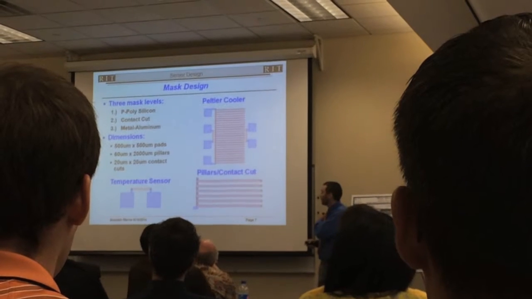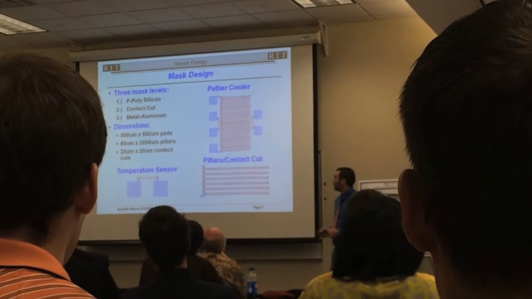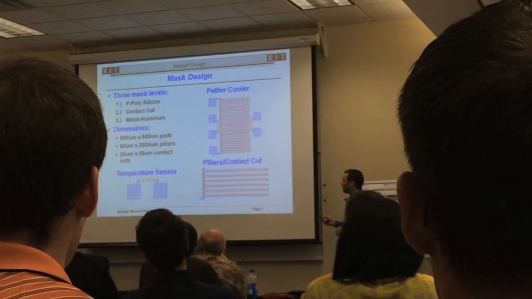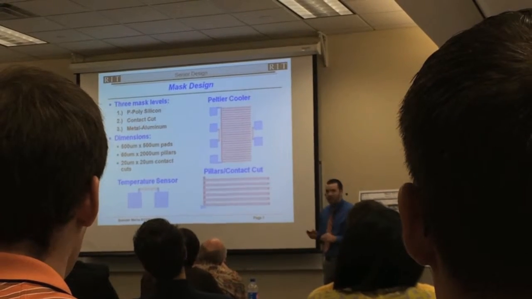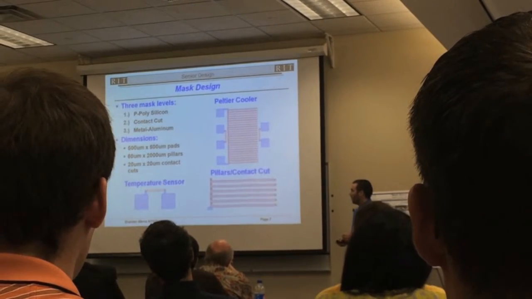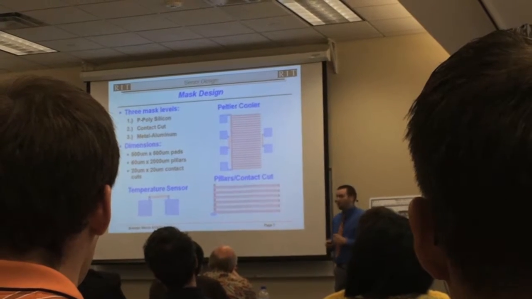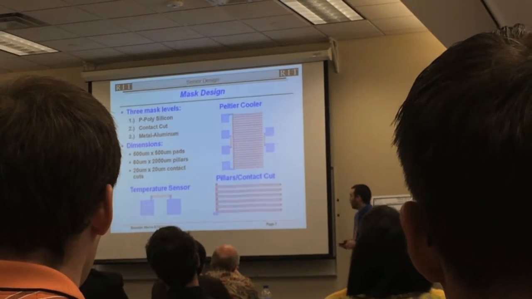So this is my mask design. There are 3 layers. The red here is P polysilicon, the black is the contact cut, and the blue is the metal, which I'm going to use as the N-type material, and I chose aluminum.